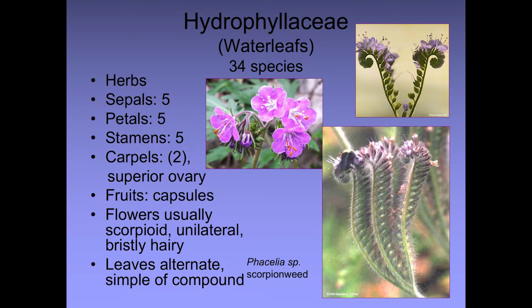And waterleafs, the Hydrophyllaceae. Hydro meaning water, phylla meaning leaf. 34 species in that. There's not too many up in northern New Mexico, I looked up. The most common one is a Phacelia. There's a lot of species of Phacelia that are called scorpionweed. And again, this term of a scorpioid flower arrangement. And 5 petals, 5 sepals, and often the 5 stamens, the male anthers, extend out past the flower.